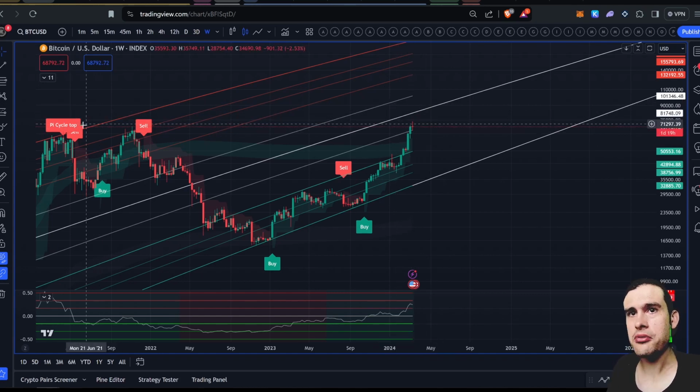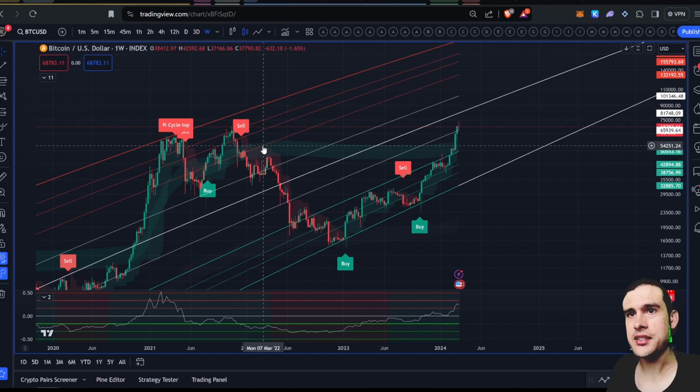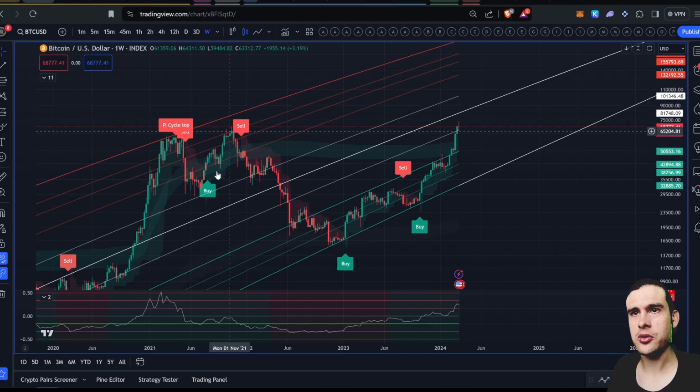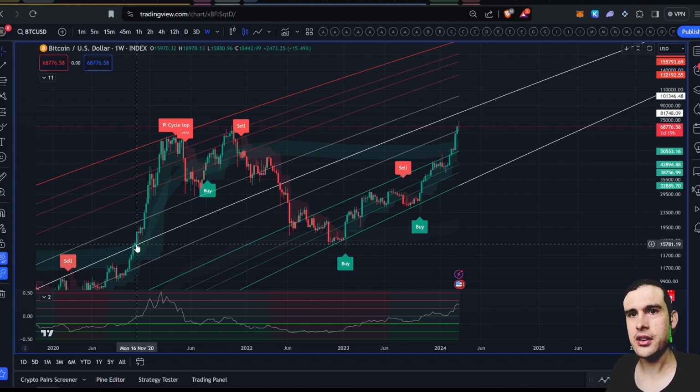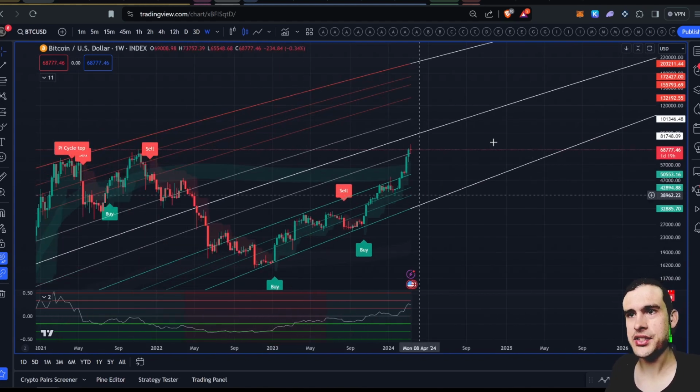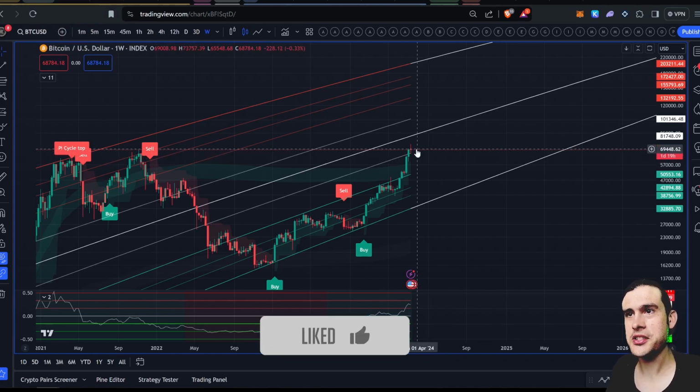82K. Since we are in price discovery, we can't really look back at prior cycle price targets, but it's still kind of interesting nevertheless. So anyway, Bitcoin is still in an uptrend, and things are looking pretty good. We're definitely going to get some choppiness and some pullbacks here or there, but sky's the limit at this point.